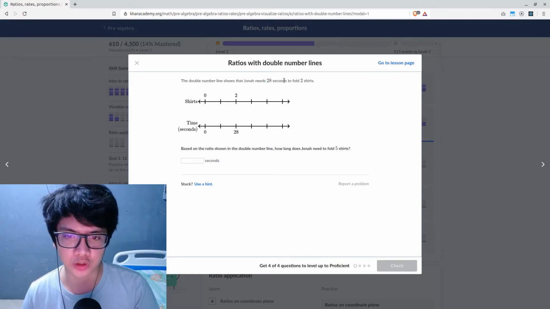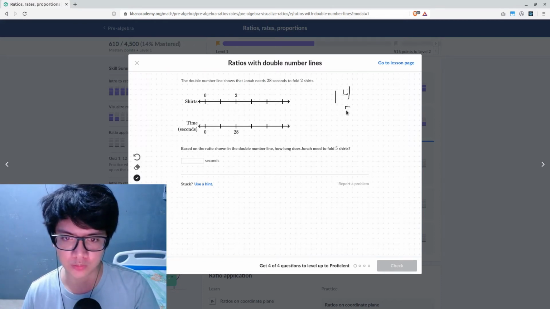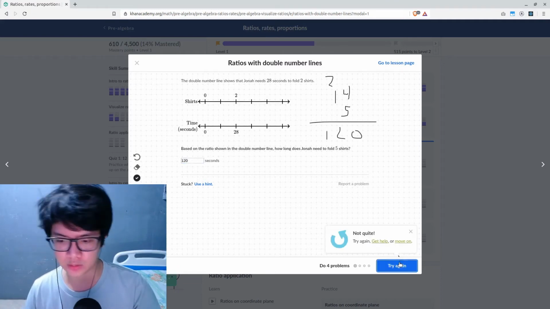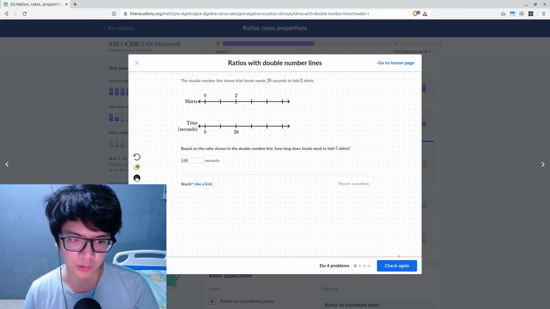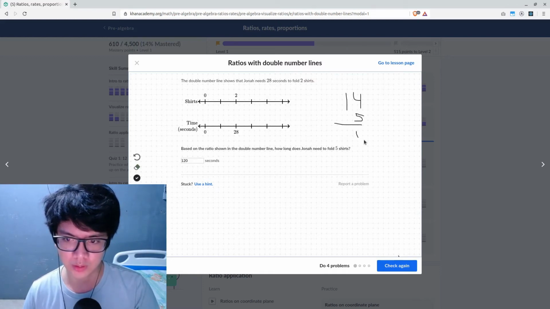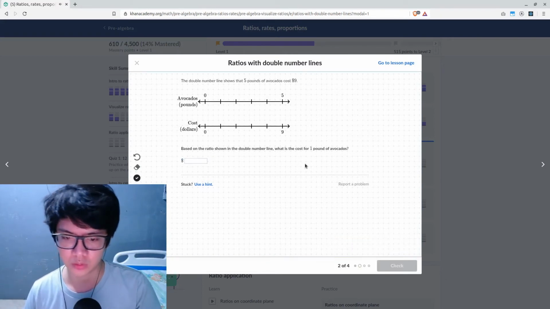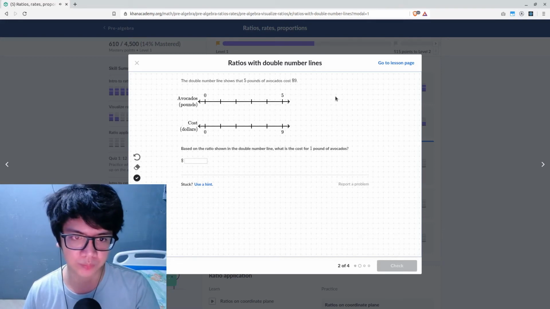For 2 shirts. So, okay, so 1 shirt would be 14. So if you multiply that by 5, 20, 10, 120. Seconds, please. I'm so bored right now. I'm not really in the mood. 14 for 1 shirt. Wait, what? 20, right? 70. Dude, my brain is so stupid right now.